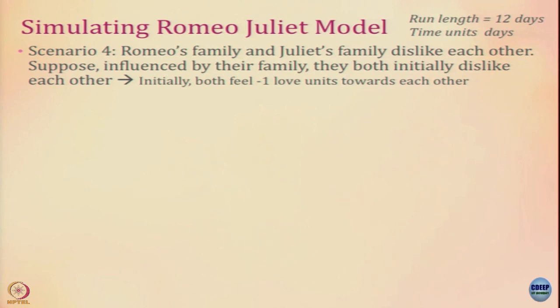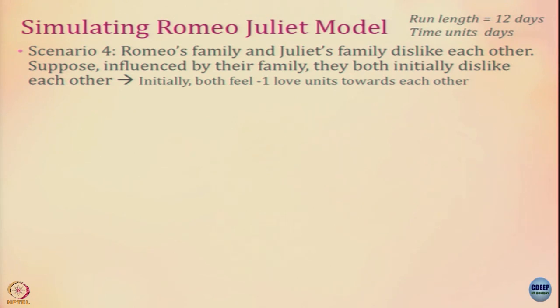Let us flip it. Those who remember the story will know that Romeo's and Juliet's families fight with each other. They don't like each other. Suppose influenced by their family, they also initially dislike each other. That is, both feel minus 1 love units towards each other. They see each other and they start hating each other immediately.